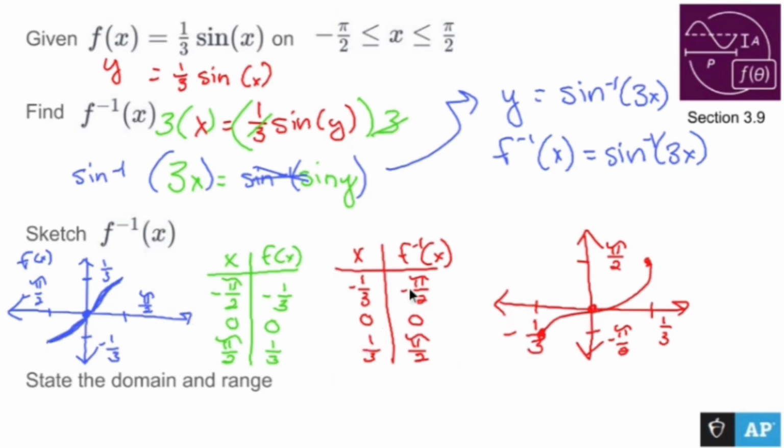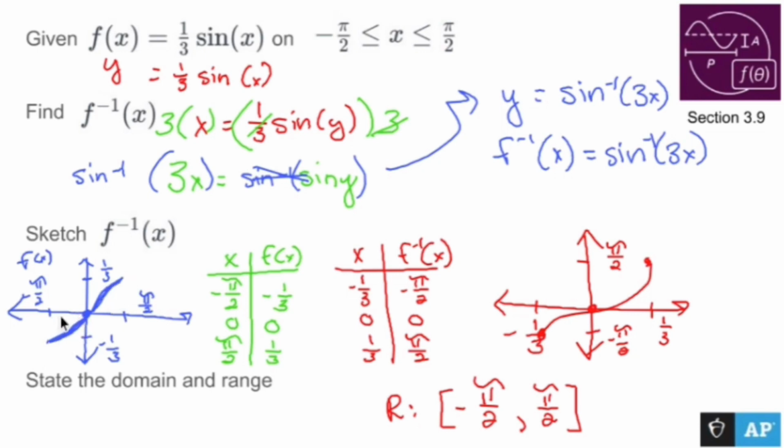All right, now what does that do with the domain and the range? Well, here was the domain of my original problem, which means my range is going to be the domain of my original problem. Now, when I graphed my original problem, let me just write that out. When I graphed my original problem, it peaked out at 1/3 and bottomed out at negative 1/3. Okay, it peaked out at 1/3.